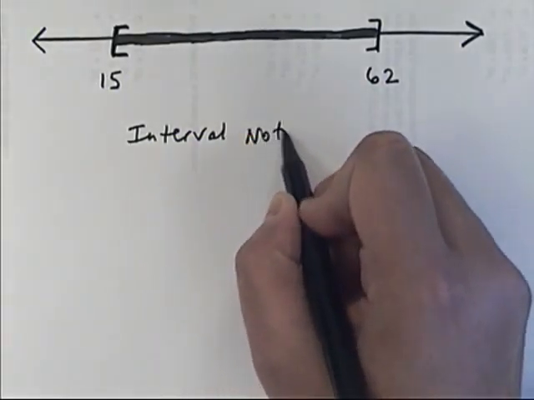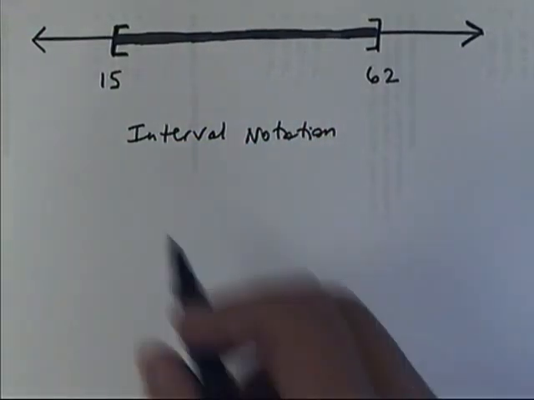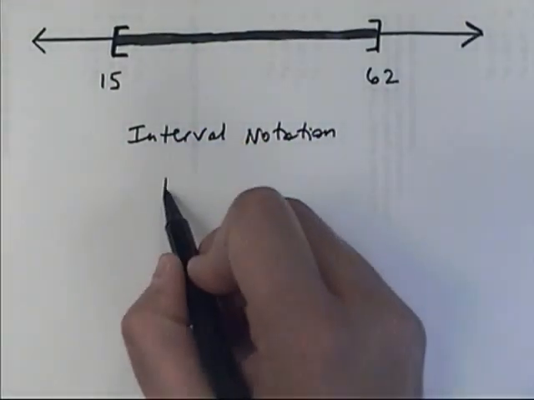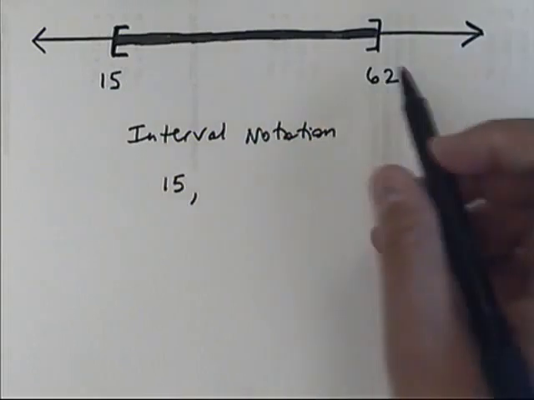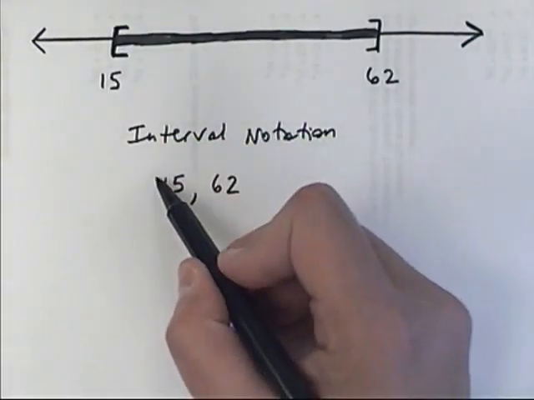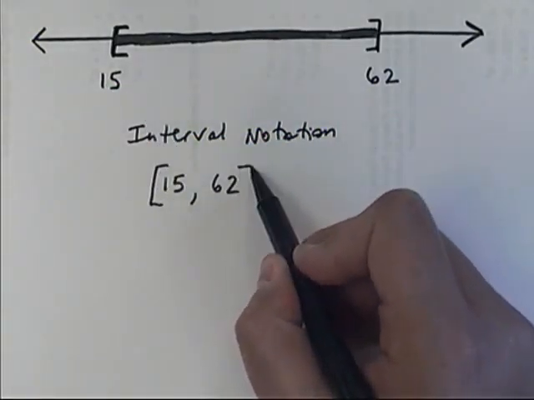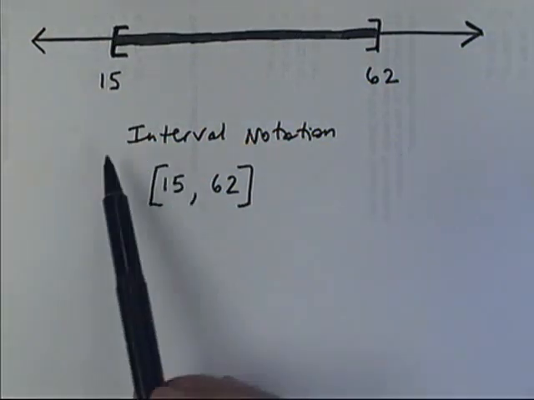There are two different ways to write this collection of numbers. One is called interval notation, where we write the number on the small end, comma, number on the big end, and then either parentheses or brackets. A parenthesis would not include an age, but a bracket does include the age. So that's interval notation.